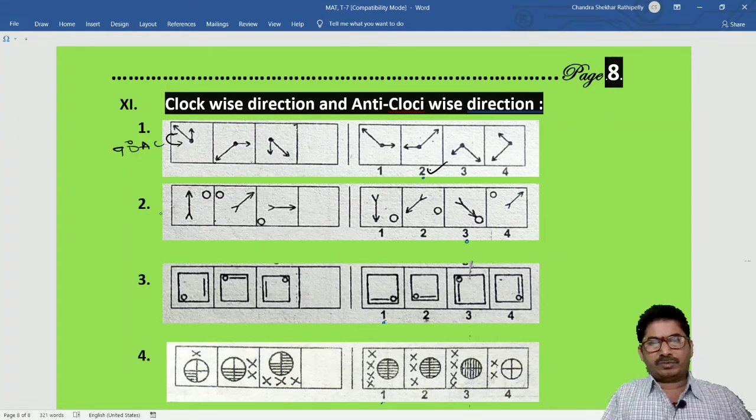Next, the second question. The arrow mark is going upside, next to this side, here to here, 45 degrees clockwise, 45 degrees clockwise. So here, next this side will come. This side means which one only in this. So the third one is exactly correct.